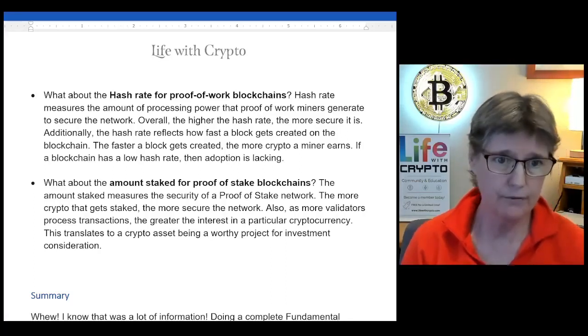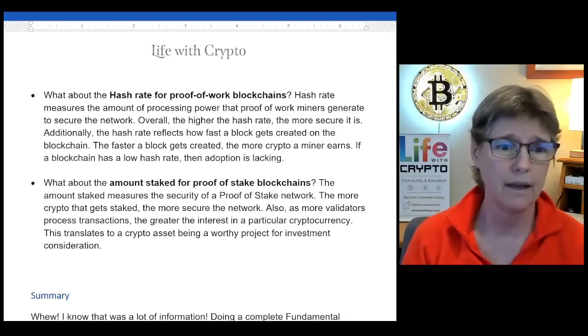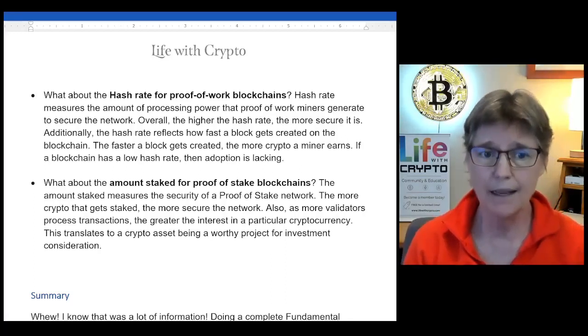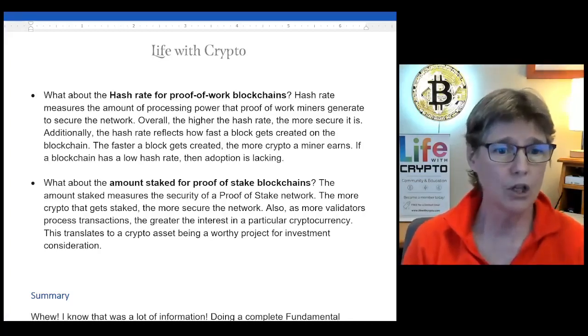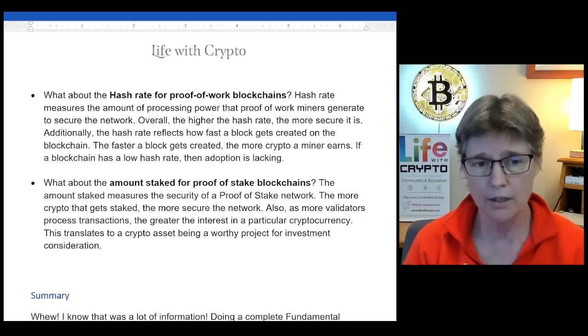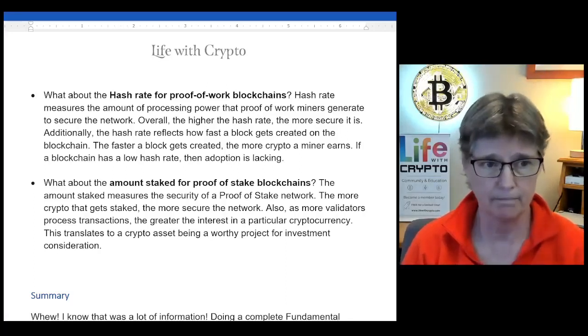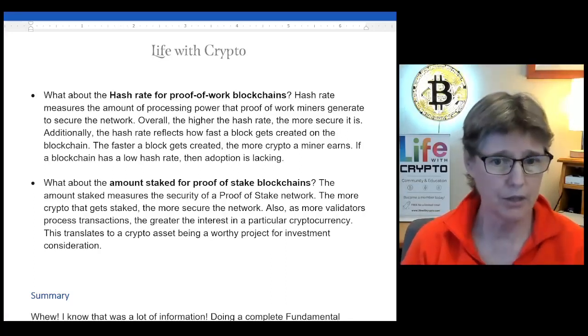Additionally, the hash rate reflects how fast a block gets created on the blockchain. The faster a block gets created, the more crypto a miner earns. If a blockchain has a low hash rate, then that's a sign that there's not very much adoption for that blockchain. What about the amount staked for proof-of-stake blockchains?